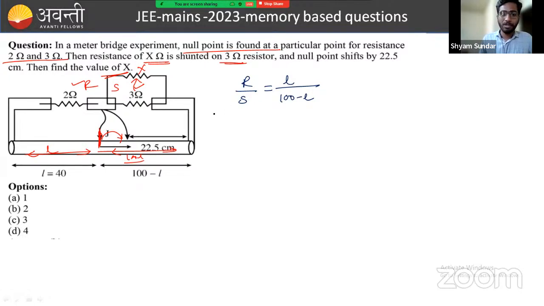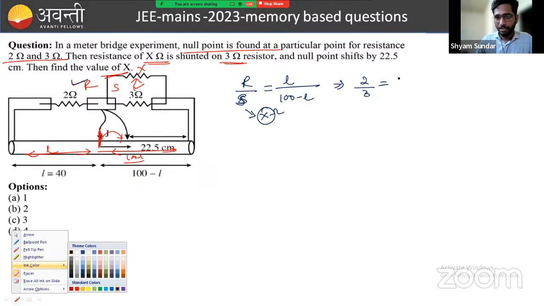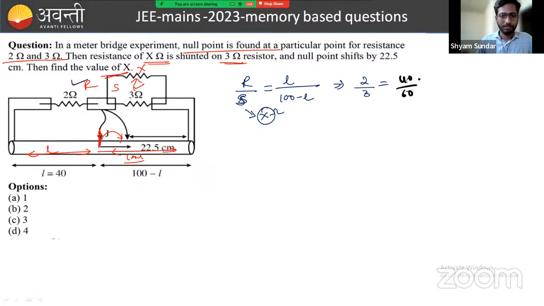The R value will be the same. The S value is changing now because X is shunted parallelly. Initially, 2 by 3 is equal to L divided by 100 minus L. The L value is given in the picture: 40. Substitute that value here: 40 divided by 60, since 100 minus L is 60. This is the initial value.